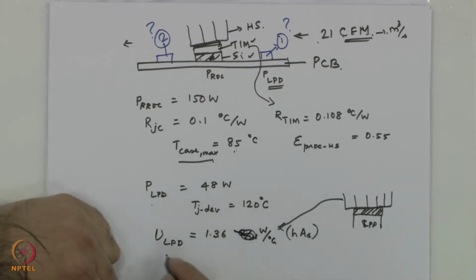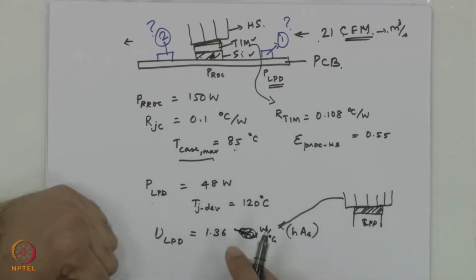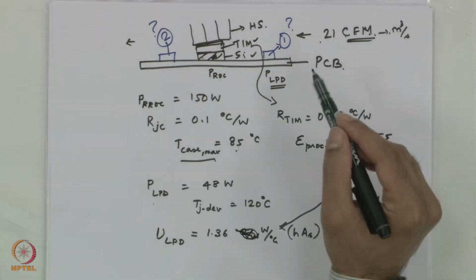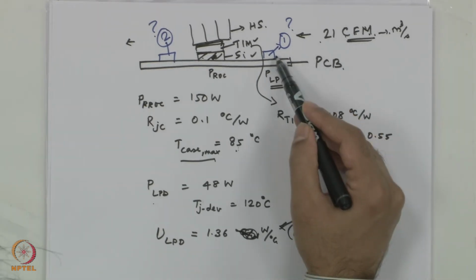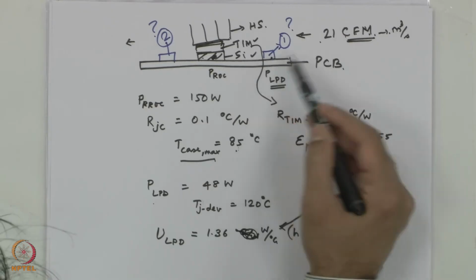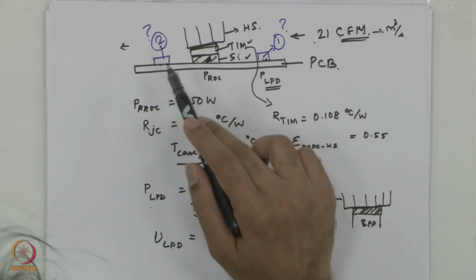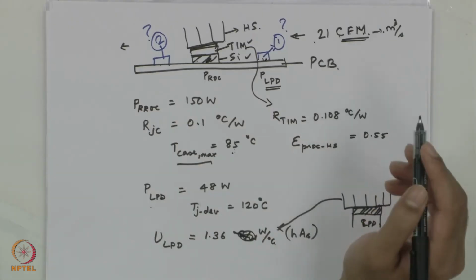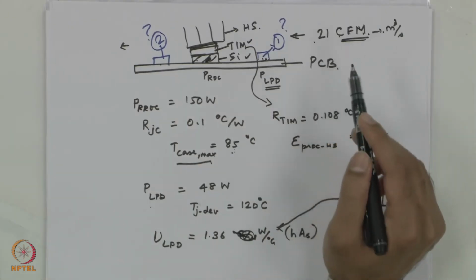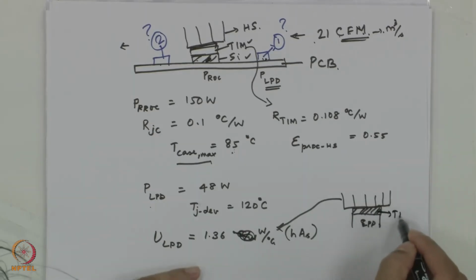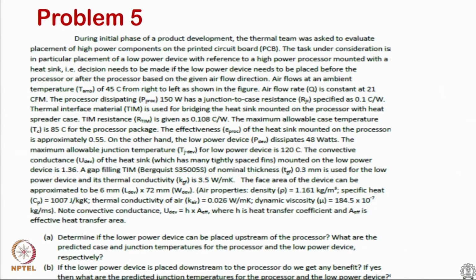So, this is given, and from this we are expected to calculate, we have to identify whether it is better to put the low power device upstream of the processor or should it be placed downstream of the processor. That is the question we are talking about, and air is given as the flowing medium. The thermal interface material associated with this thermal resistance is also provided for our calculation.